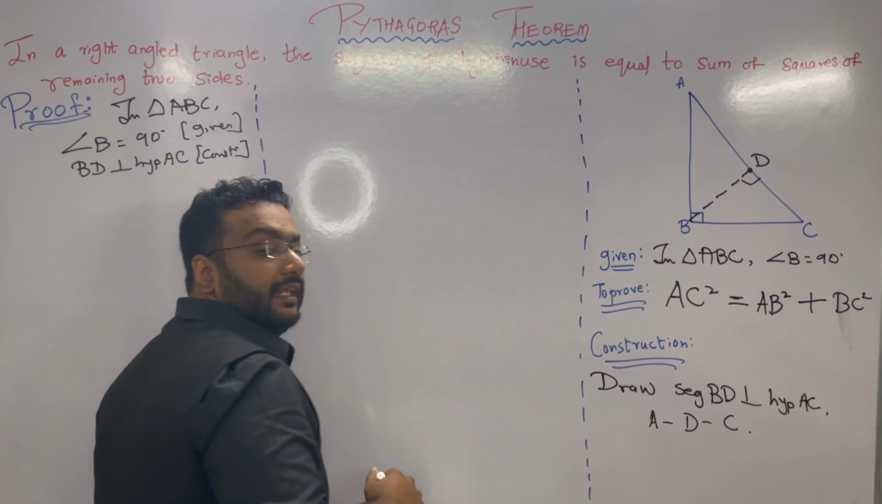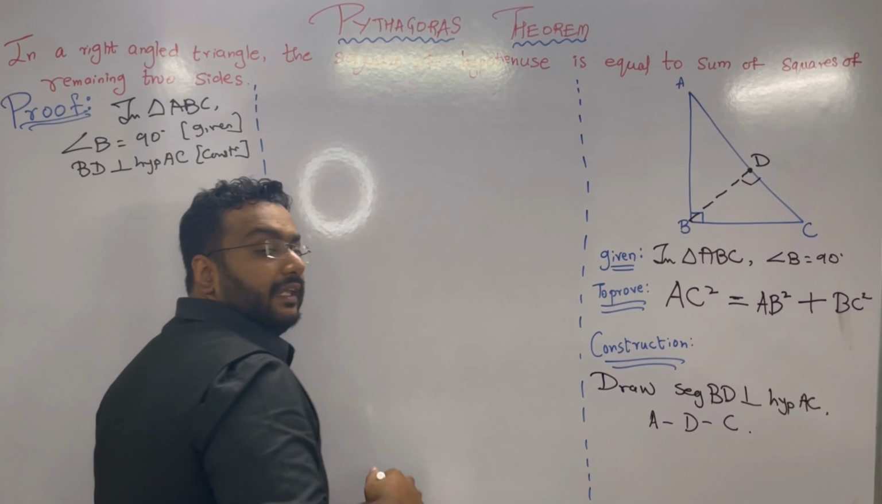And I have already taught you that whenever we have such a figure, we use similarity of right angle triangle, we get three triangles, and we know that we have to write in one-to-one correspondence. In that video I have already taught you. If you have not watched that video, make sure that you go through that video. The link is in the description.